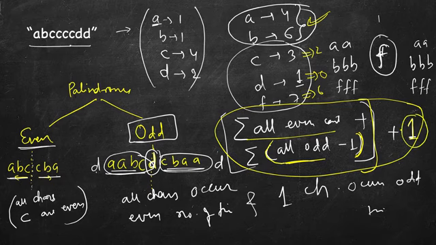And this 1 will be conditional. This will depend on whether any character of odd count is present or not. How many of them are odd count does not matter. At least 1 should be odd count. Then we will add this 1. Otherwise, we will not add this 1.